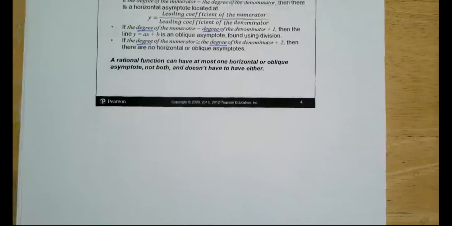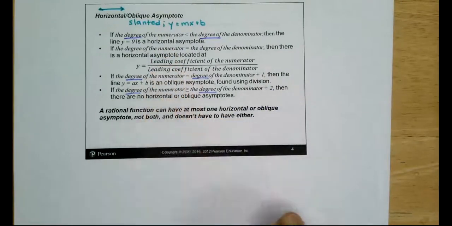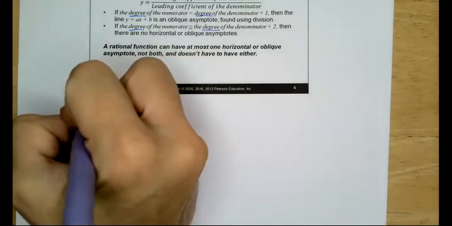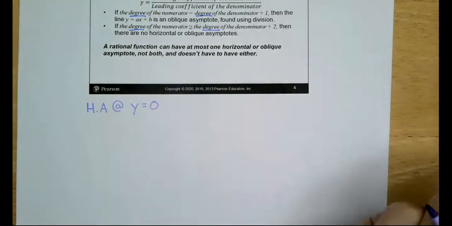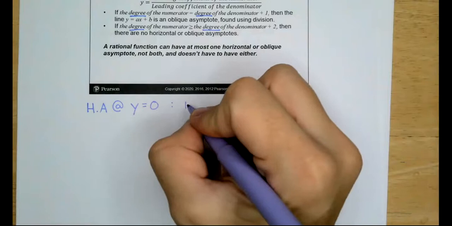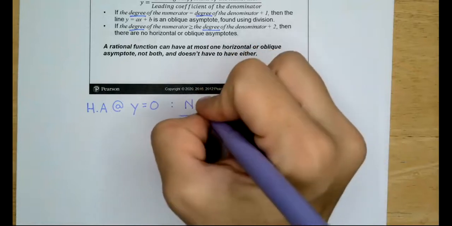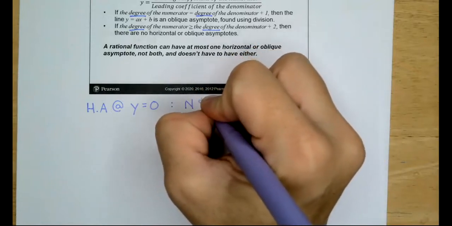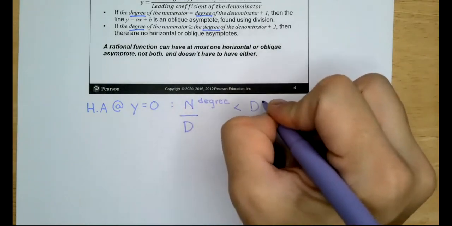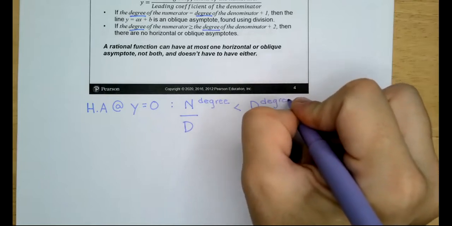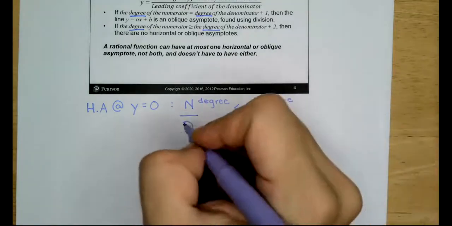Okay, so I would write this a different way. This is how I would explain these 4 points. I would say there is a horizontal asymptote at y equals 0 if, so we have the numerator over the denominator, right? So the numerator's degree is less than the denominator's degree. If the numerator's degree is less than the degree of the denominator, we have a horizontal asymptote at y equals 0.